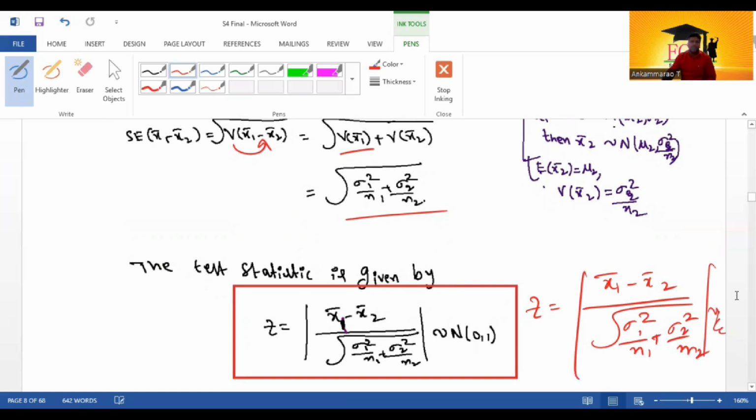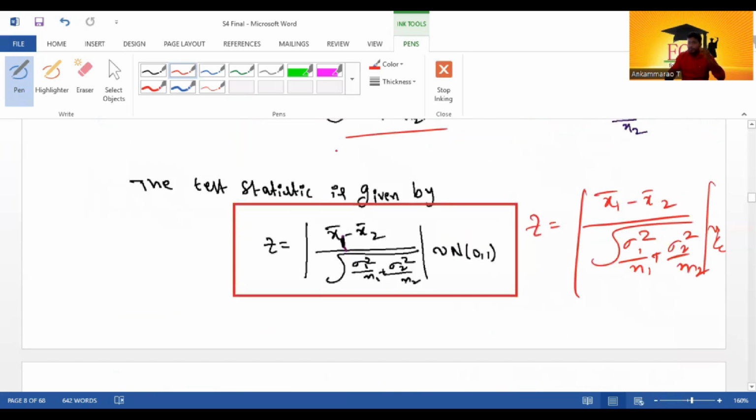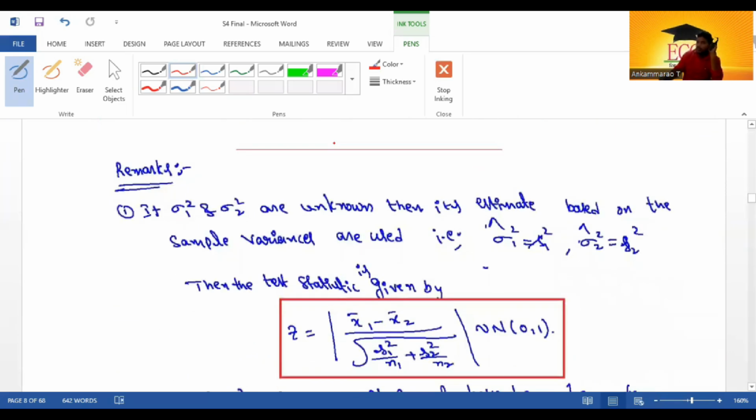Now taking the remarks. Whenever sigma 1 square and sigma 2 square are unknown, we use s1 square and s2 square in their place. If sigma 1 square and sigma 2 square are unknown, then their estimates based on the sample variances are used: sigma 1 square equal to s1 square, sigma 2 square equal to s2 square. Then the test statistic is given by z equal to modulus of x1 bar minus x2 bar by under root of s1 square divided by n1 plus s2 square divided by n2, which follows N of 0, 1.